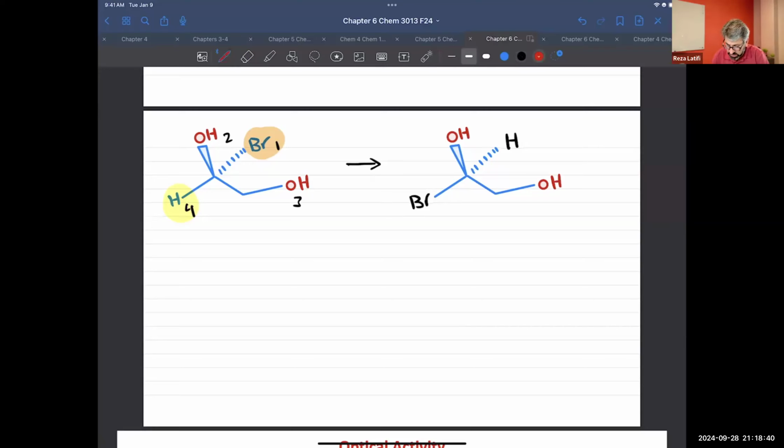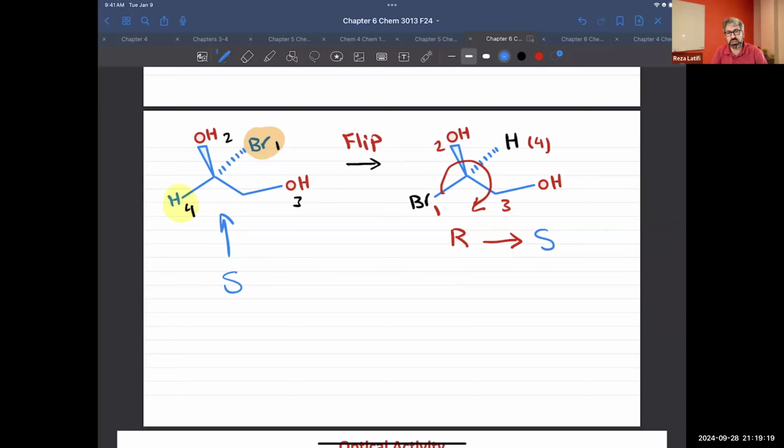Now, assign the priority again. 1, this is going to be 2, and that one will be 3. And hydrogen is in the back of the molecule. Now assign the configuration. It says this one is R configuration. Now I'm going to ask you: by chance, did you flip the position of 2 substituents? If the answer is yes, the right configuration for the starting molecule will be the opposite of R. The opposite of R is S. So the configuration for this molecule will be S configuration.